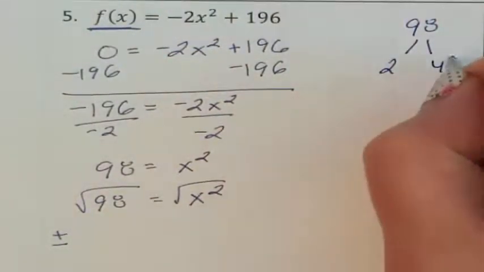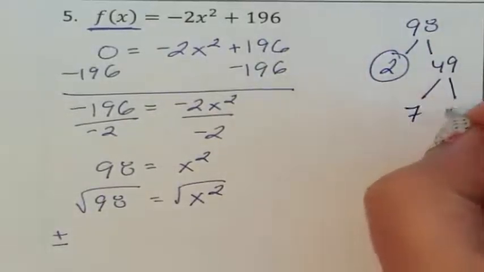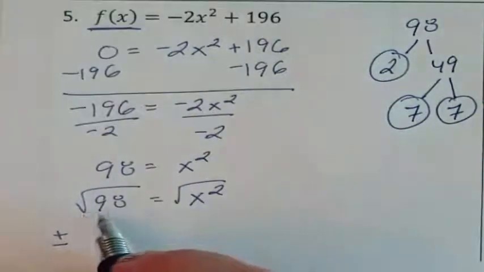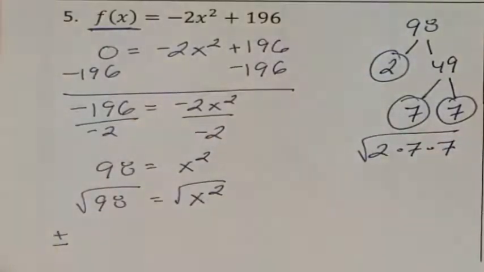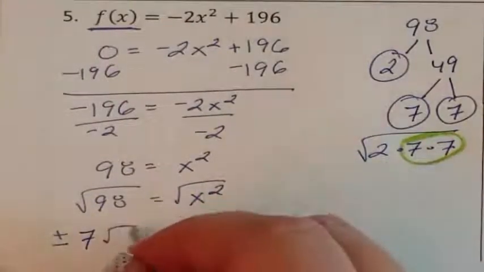It's 2 times a 49. 2 is prime. 49 is not prime. 49 breaks up into 7 and 7, which both of those are prime. So the square root of 98 is actually 2 times 7 times 7. Remembering if they pair up, they can escape. So my 7's escaped. My 2 did not.